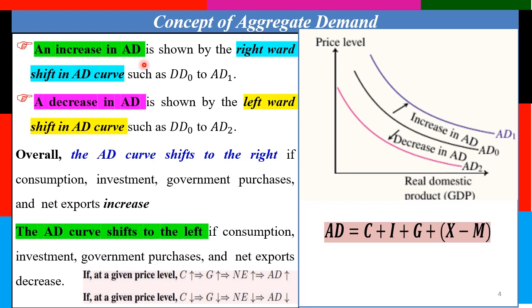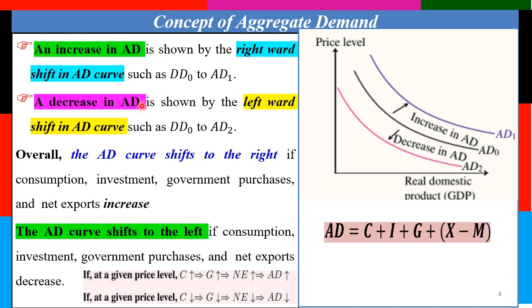An increase in aggregate demand is shown by the rightward shift of the aggregate demand curve, such as what? From D0 or D prime to D1. That is, from D0, which means from the black line, to aggregate demand 1. So when this curve shifts to the right, we say that there is an increase in the aggregate demand.